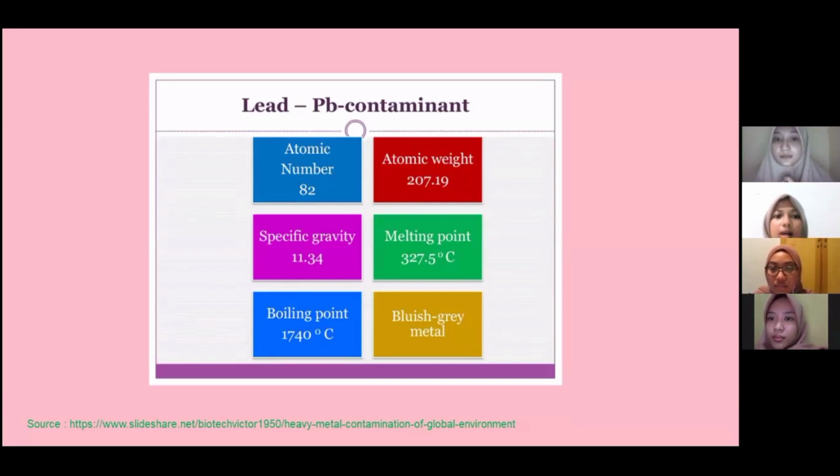Lead contaminants. The atomic number of lead is 82, and the atomic weight of lead is 2007.19. The specific gravity of lead is 11.34, and the melting point of lead is 3027.5 Celsius. The boiling point is 170,040 Celsius. Lead is a bruised gray metal.